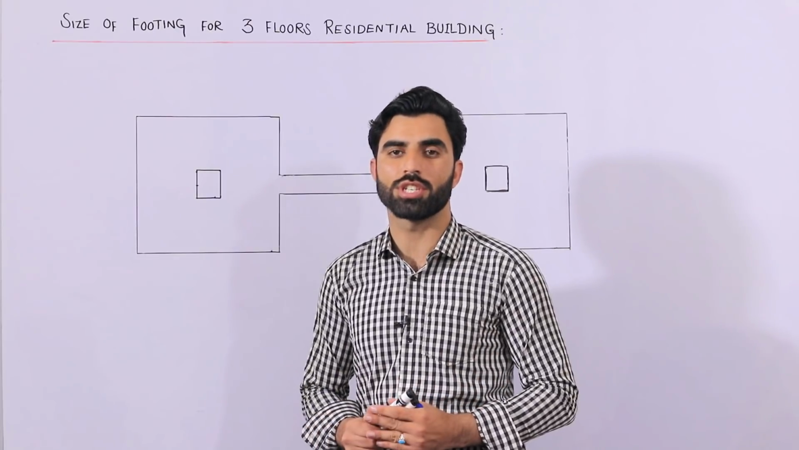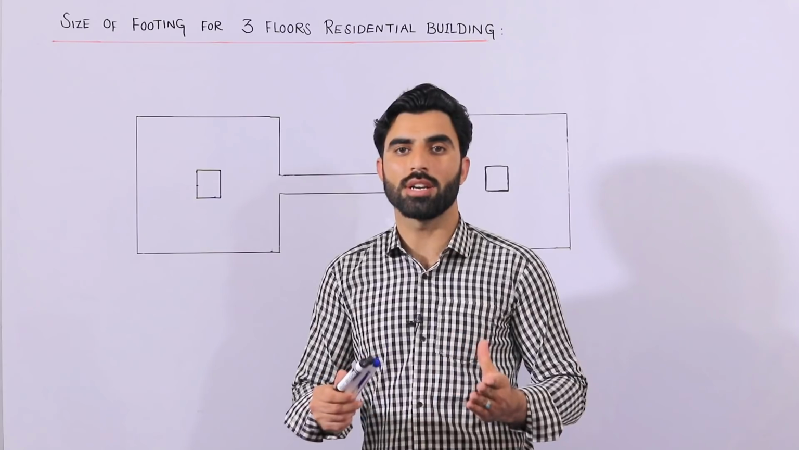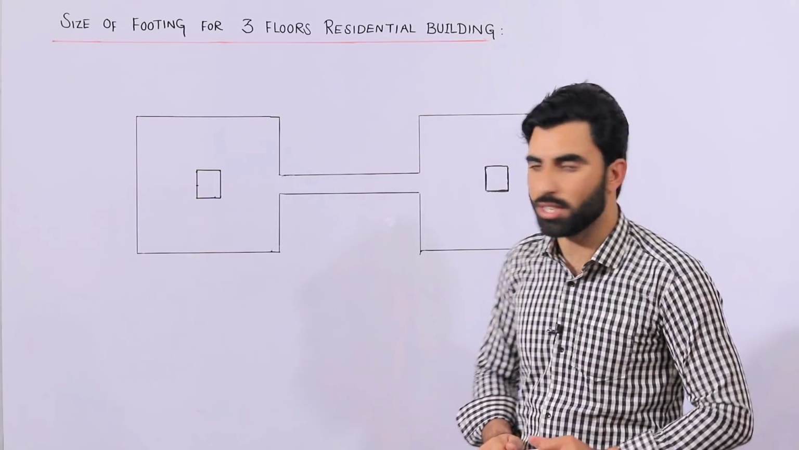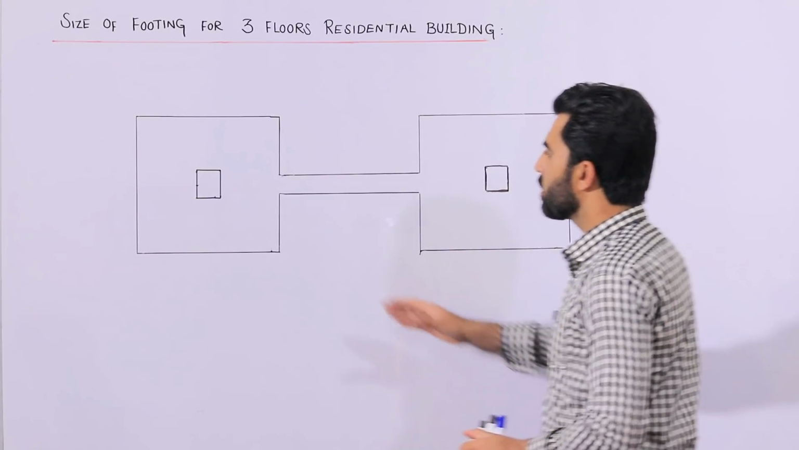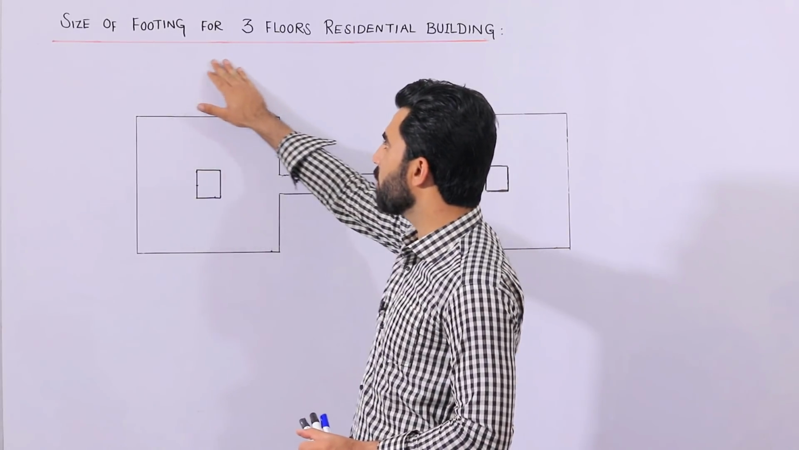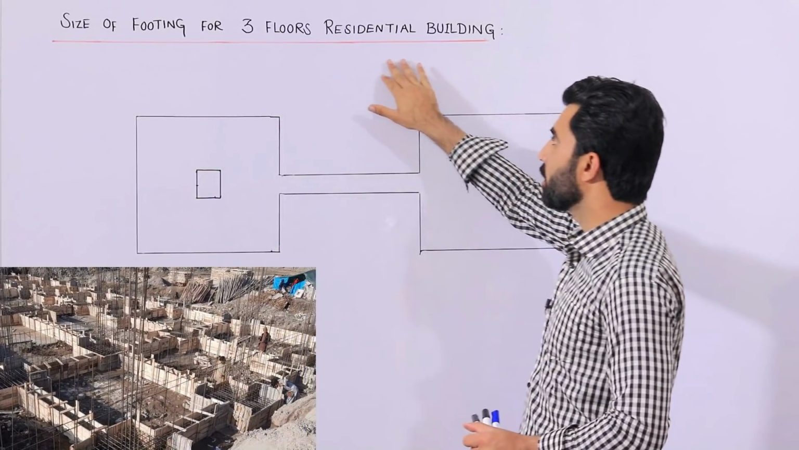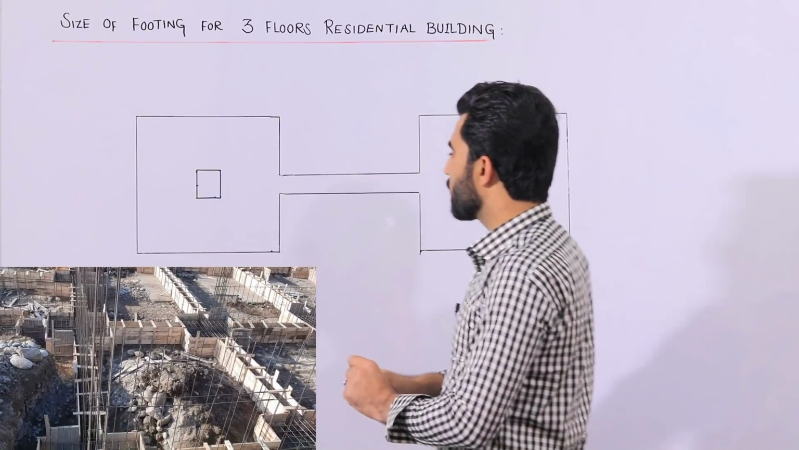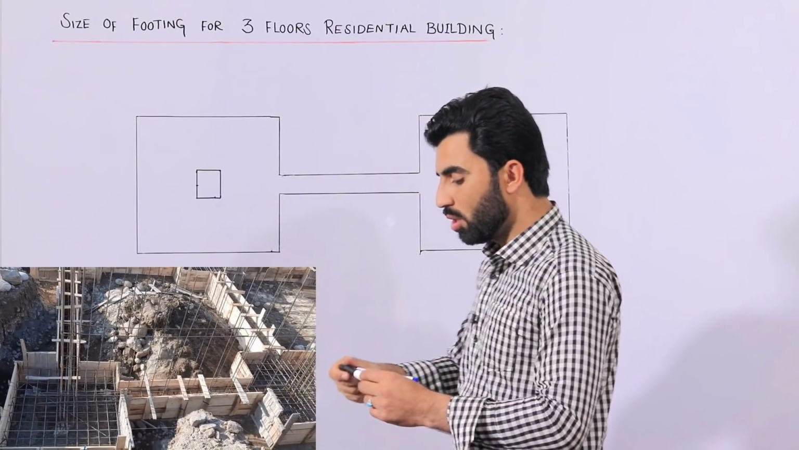If you don't know about steel structural drawing and you can't hire a structural engineer, you can use the given data which I am telling you. As you can see guys, this is RCC footing. The topic is size of footing for 3 story or 3 floors residential building, not for commercial building. So what should be the size of footing for G plus 2 story?